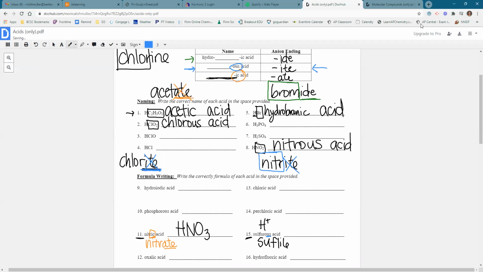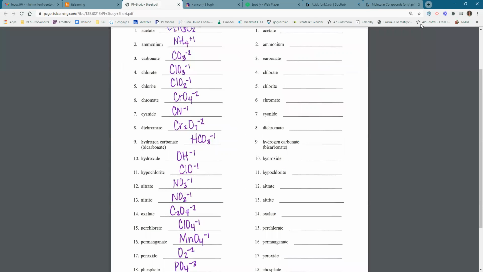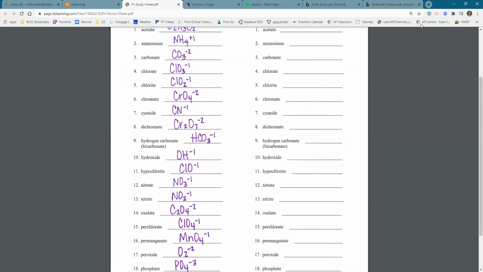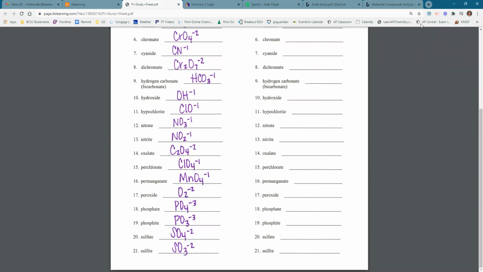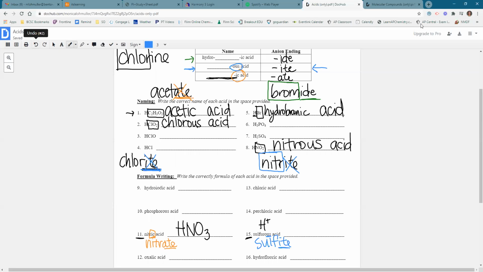I just spelled that wrong. Oops. Sulfite. So we're looking for the sulfite ion, and the ITE tells me it's going to be on this list, and that is number 21, SO3 -2. So we're going to combine the SO3 -2, the sulfite, with our hydrogen ion this time.